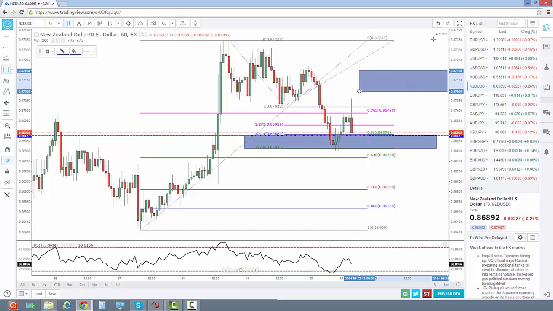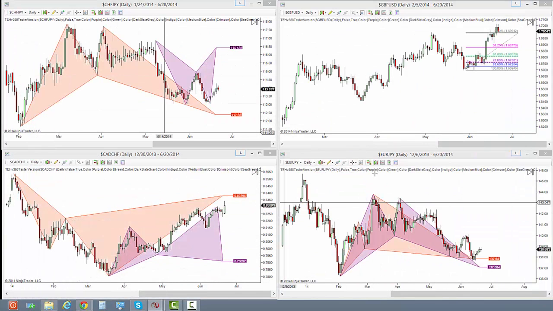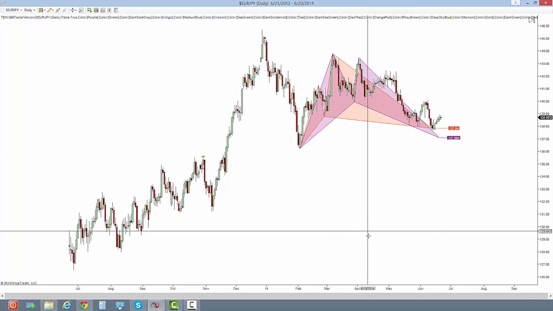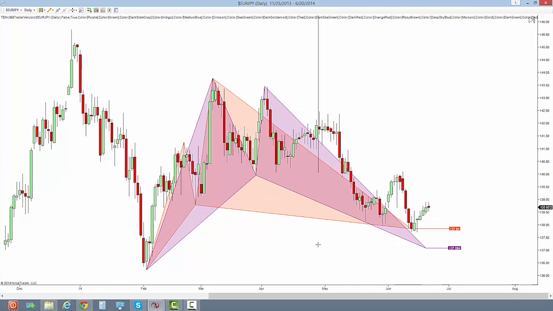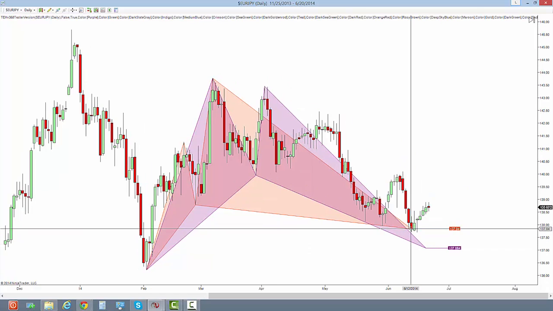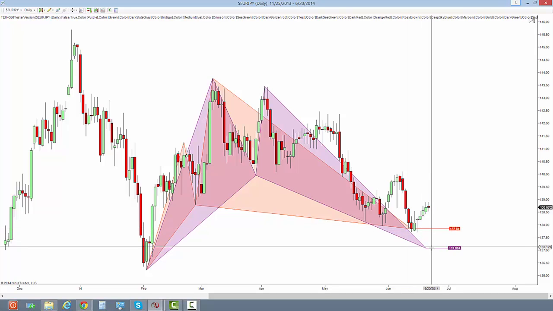Now, let's talk about patterns. Lots of pattern stuff to discuss today. Euro yen on the daily chart came off the lows here, 37.00s, 37.04. That was the cipher pattern completion in orange. Okay, the bat pattern completes a little lower at 37.08, about 90 pips lower.